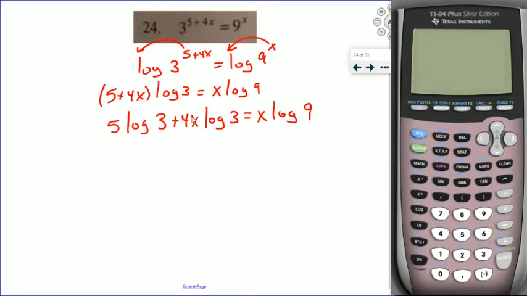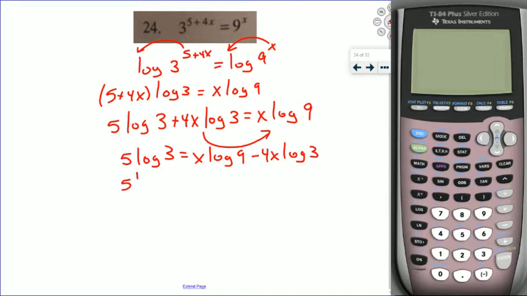Once we get to here, we want to move all of our variable terms over to one side. So I'm going to take this 4x log 3 and subtract it from both sides to get to the other side. So we get 5 log of 3 equals x times log of 9 minus 4x log of 3. Okay. Once we get all of our terms that have an x on one side, then we factor out the x from all those terms.